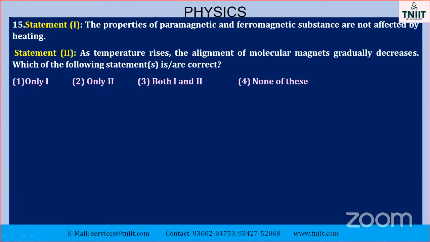The properties of paramagnetic and ferromagnetic substances are not affected by heating. No, wrong statement, because chi is inversely proportional to temperature. As temperature rises, the alignment of the molecular magnets gradually decreases. Yes, when heat energy is given, the molecules move in random motions, so the arrangement starts decreasing. So only statement 2 is correct.